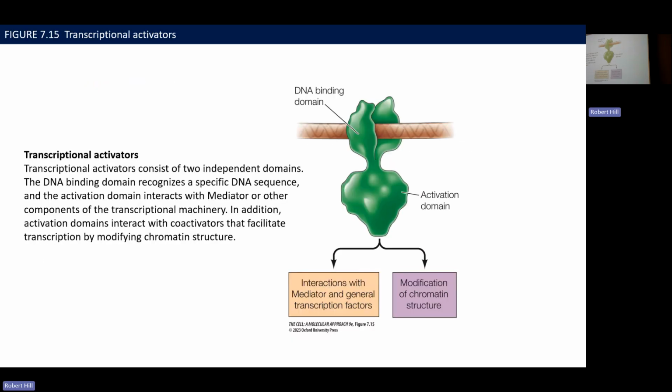Let's look at some figures here that'll help. So here's an activator. Let's say it's binding to some enhancer sequence, so it has a DNA binding domain. And the two ways that it can activate transcription are through interacting with mediator and other transcription factors, or through actually modifying the structure of chromatin. That we're going to talk about in the last section, but it's another way of regulating transcription, is how the chromatin is organized, the nucleosomes, and how tightly it's packed. So far, we've only really talked about this pathway, but there is another pathway.